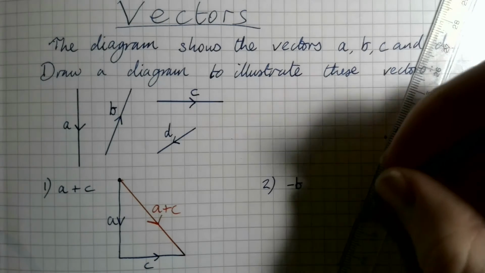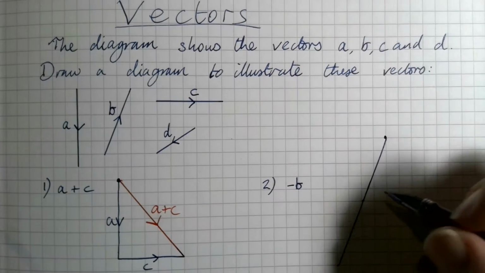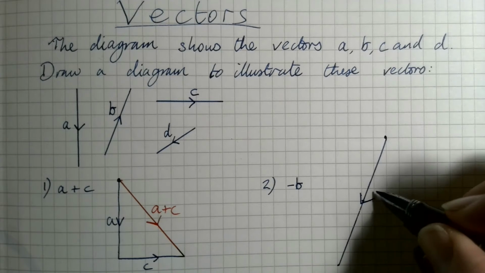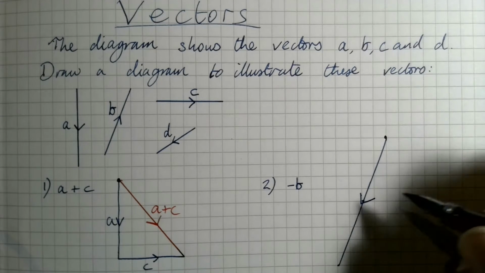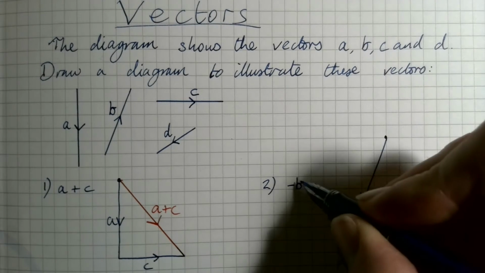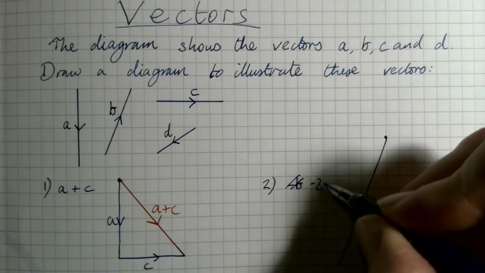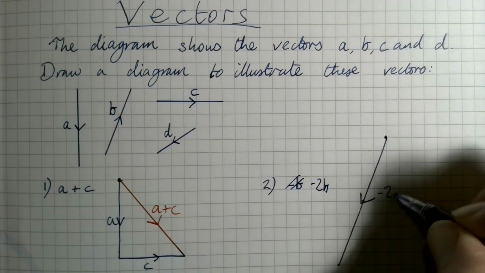So actually that's just going, because it's only the one thing, I can just put that on there. Oh, hang on, I've not done negative b there, I've done negative 2b. Let's pretend I asked you to do negative 2b, shall we?